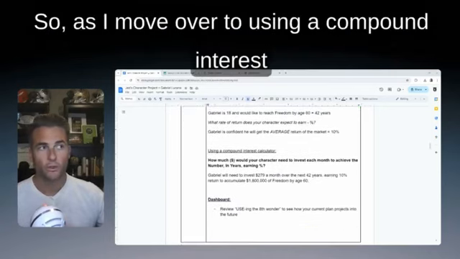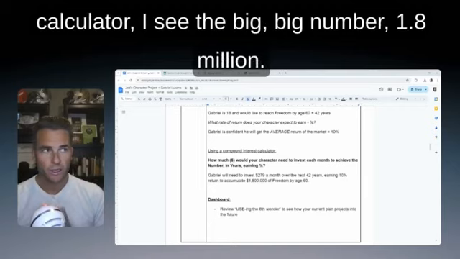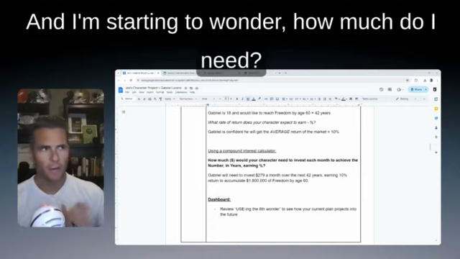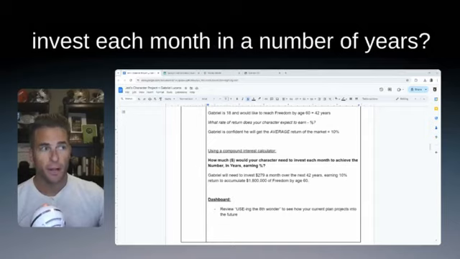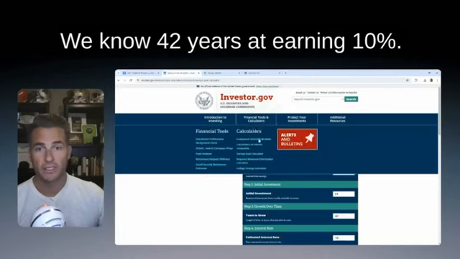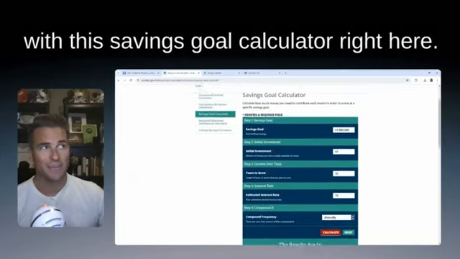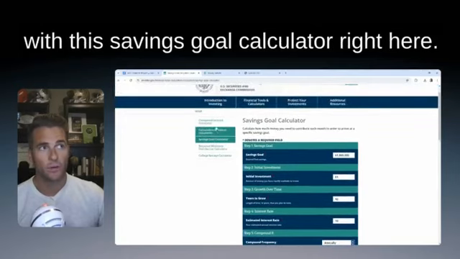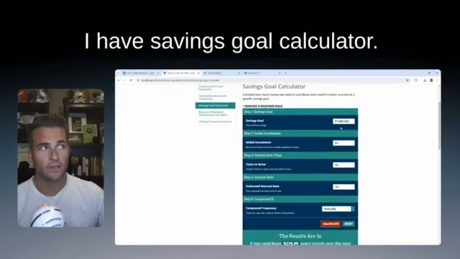So as I move over to using a compound interest calculator, I see the big number, 1.8 million, and I'm starting to wonder, how much do I need? Does Gabriel need to invest each month in a number of years? We know 42 years at earning 10%. Let me switch over to investor.gov with this savings goal calculator. Right here, I have compound interest and I have savings goal calculator.